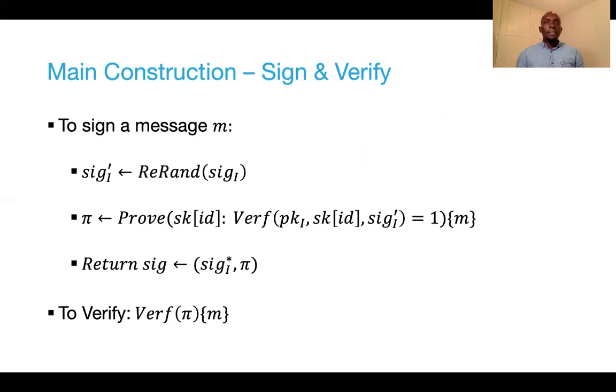To sign, it is exactly as before with a get-shorty approach, meaning that the user re-randomizes the PS signature from the issuers and computes a signature of knowledge on the message of a secret key which passes the verification with the re-randomized signature. To verify the group signature, it suffices to verify the signature of knowledge.